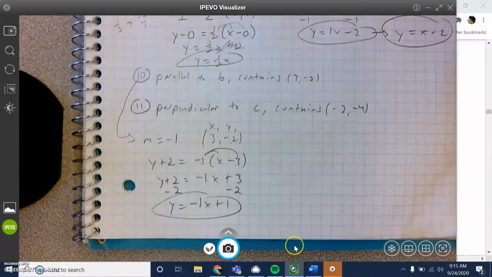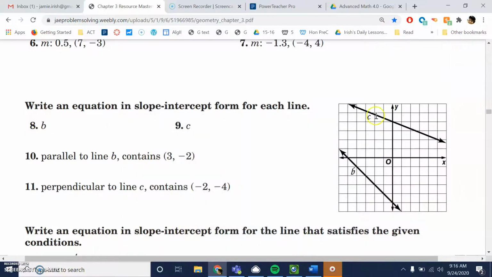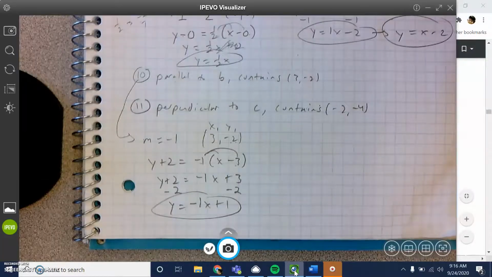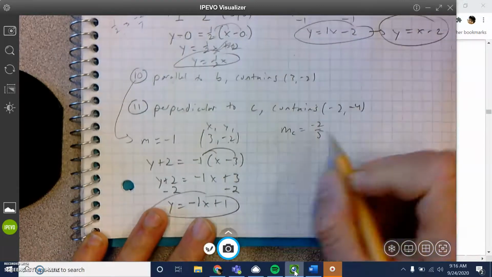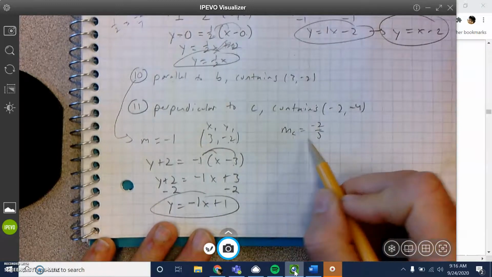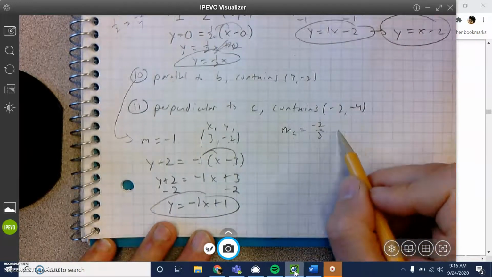All right, last one. Number 11, perpendicular to C. All right, so I need to find the slope of C first. So the slope of C is, let's start here. So you go down 1, 2 over 1, 2, 3, 4, 5. Wow, okay. So it's -2 over 5 is the slope. So the slope of C is -2 over 5. I put that sub C because that means the slope of C. M means slope. So I got that from the graph, or you can get it from your chart.